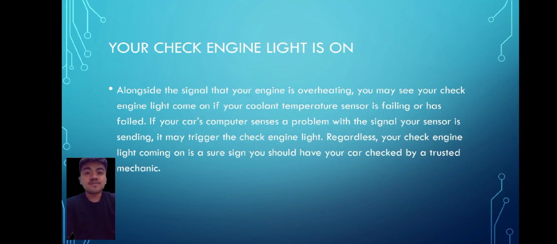And last, your check engine light is on. Alongside the signal that your engine is overheating, you may see your check engine light come on if your coolant temperature sensor is failing or has failed. If your car's computer senses a problem with the signal your sensor is sending, it may trigger the check engine light. Regardless, your check engine light coming on is a sure sign you should have it checked by a trusted mechanic.